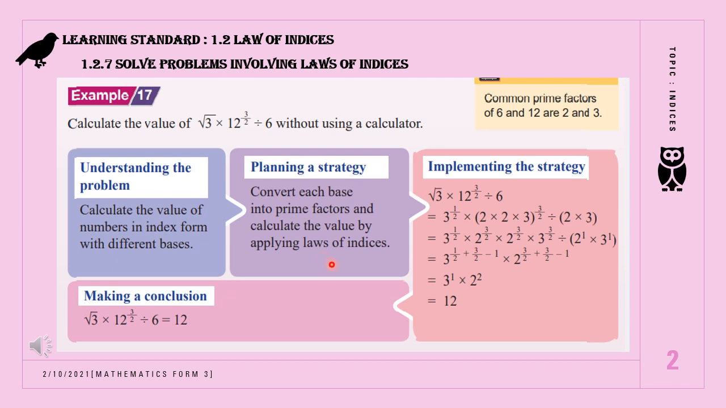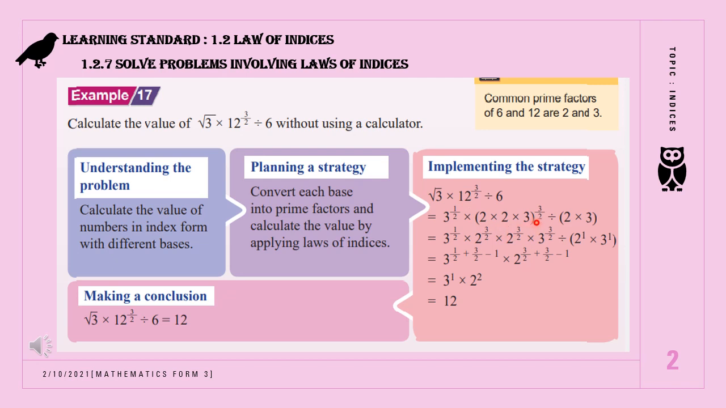First one, understand the problem. Calculate the value of numbers in index form with different bases. Number 2, planning a strategy: convert each base into prime factors and calculate the value by applying laws of indices. Number 3, implementing the strategy.